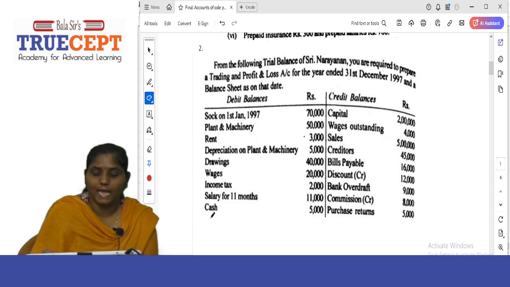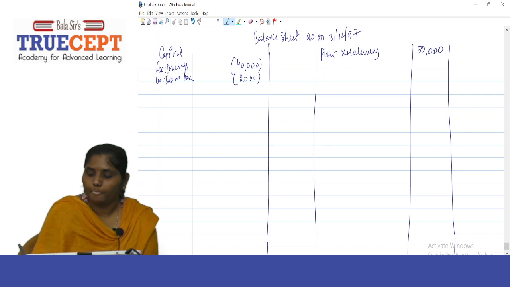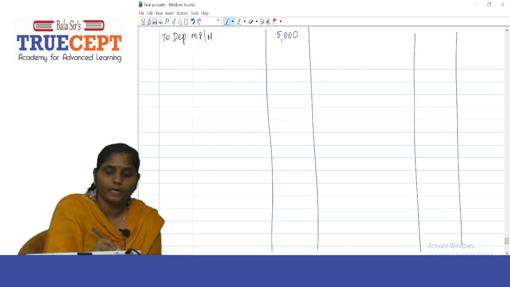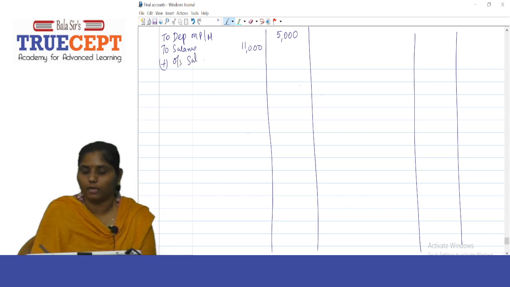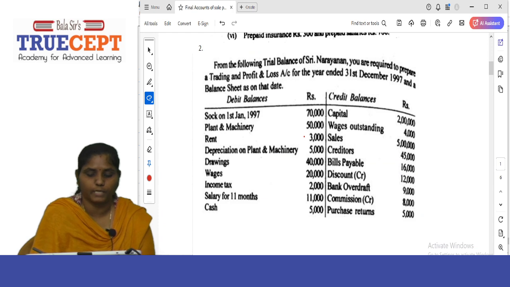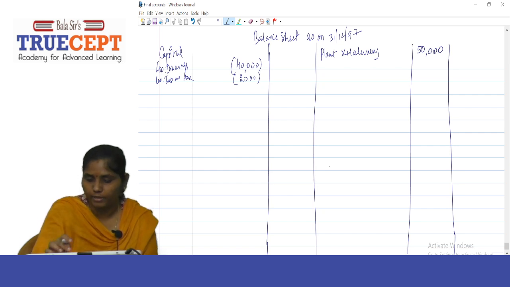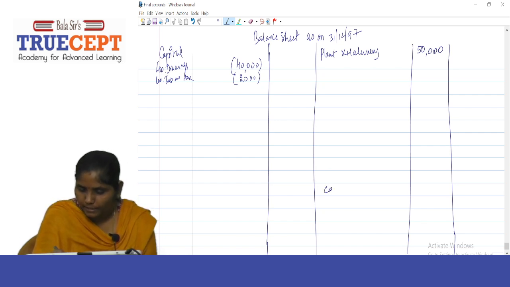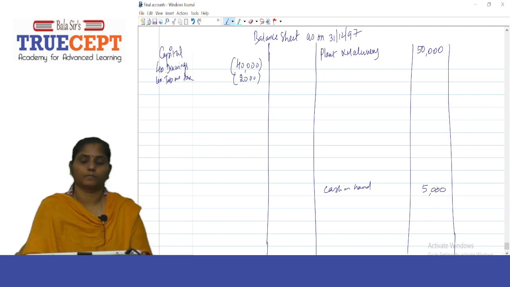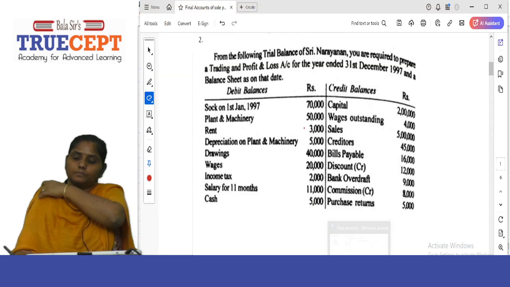After income tax, it's salary for 11 months. It will affect my P&L. So I'm going to P&L and writing in the inner column salaries 11,000. I'll fill up the outstanding salaries later when we come to the adjustment. I've left this space for that. Then comes your cash balance. I'm going to the balance sheet on the asset side, leaving enough space for other assets, and writing cash in hand, 5,000 rupees. Clear? Next, debit side.